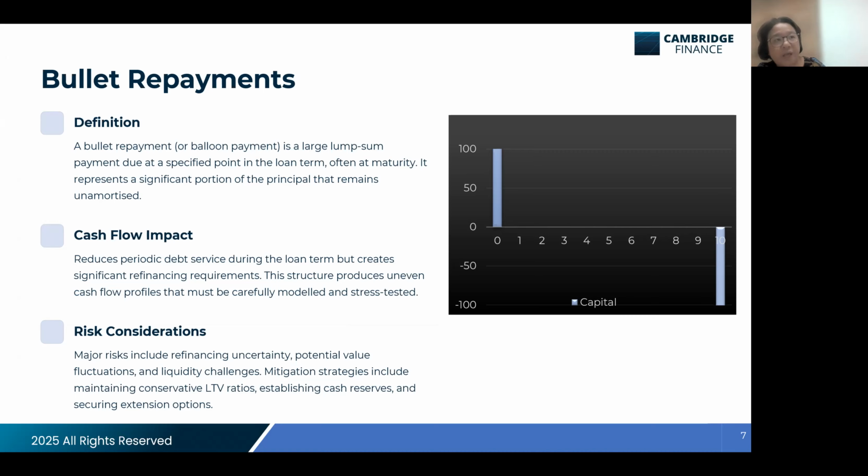So why would you do that? It's a high risk for the lender, but also if you are the borrower, it's better because you don't have to pay back. There's no cash outflow in the meantime, but that means that the interest rate is going to be very high because the lenders are going to face this risk of you not paying them back.